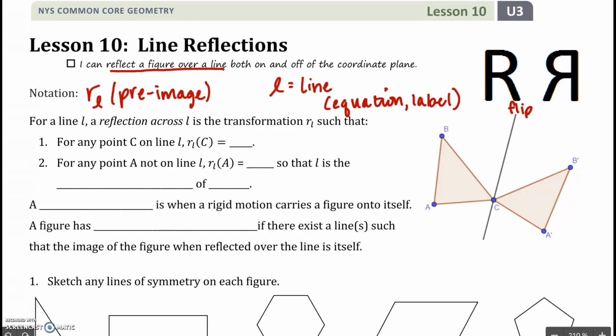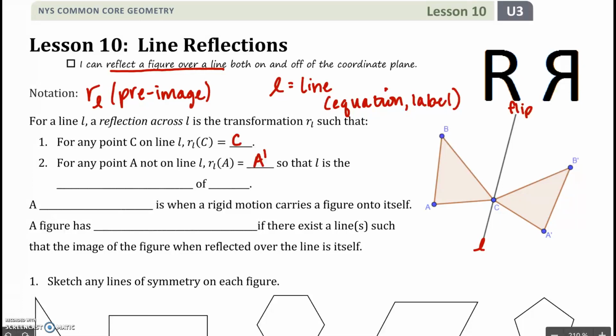Okay, notice that I have a picture of a triangle being flipped over a line. This line we're going to call L. So notice that point C is on the line L. When you reflect point C over the line, it stays where it is because it was on the line that you flipped.